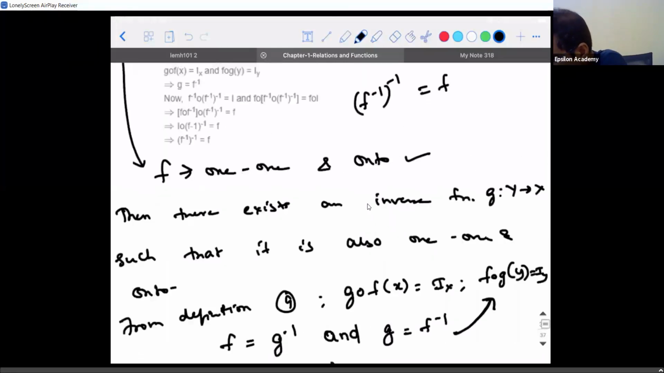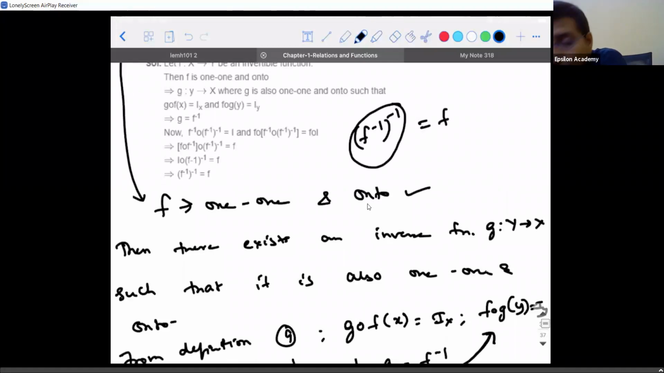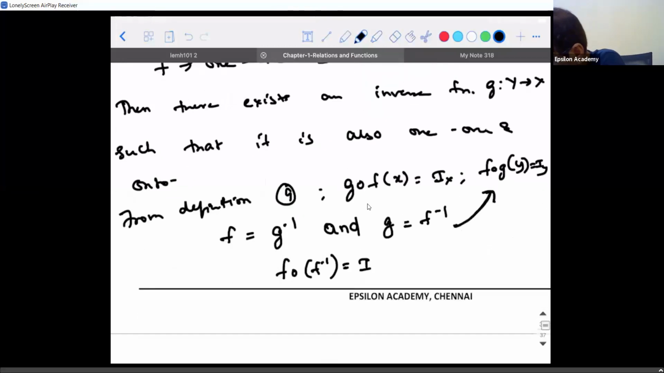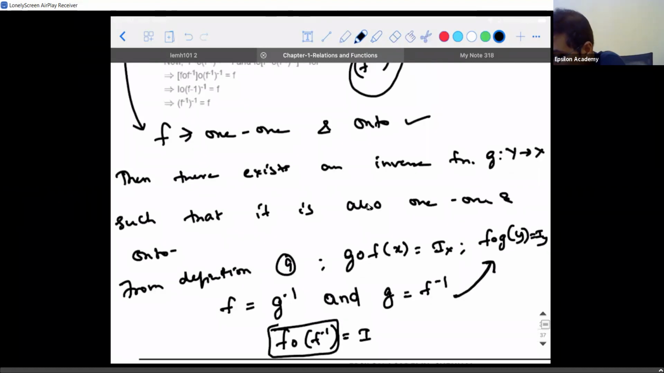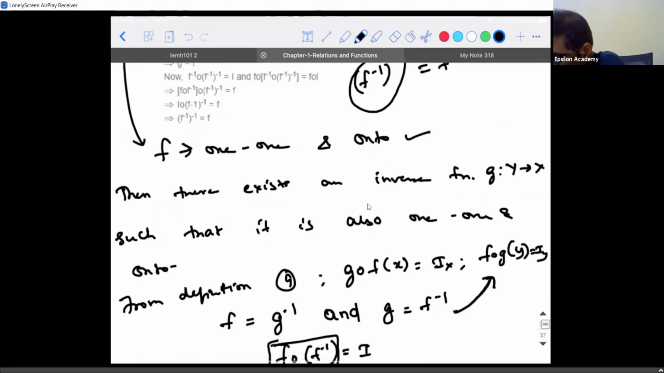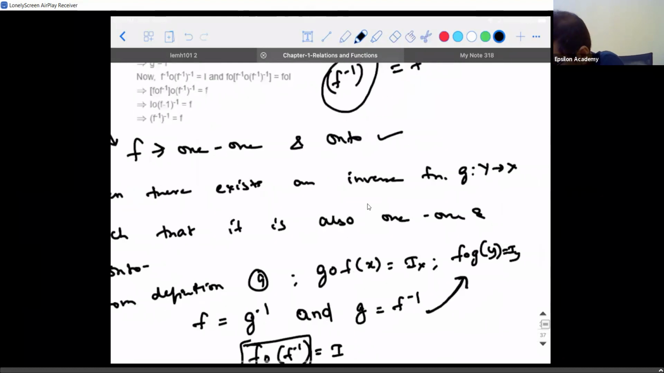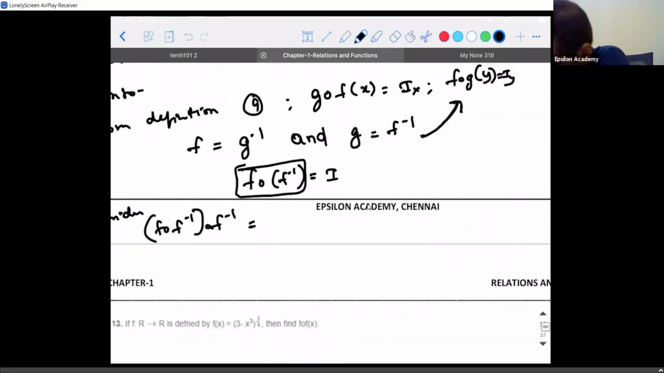But are they asking us to prove this thing? No. We need to find the inverse of the given inverse. So how do we find it? What operation we'll perform here is, we will perform this operation with the inverse of F. So consider F circle F inverse, circle F inverse inverse.